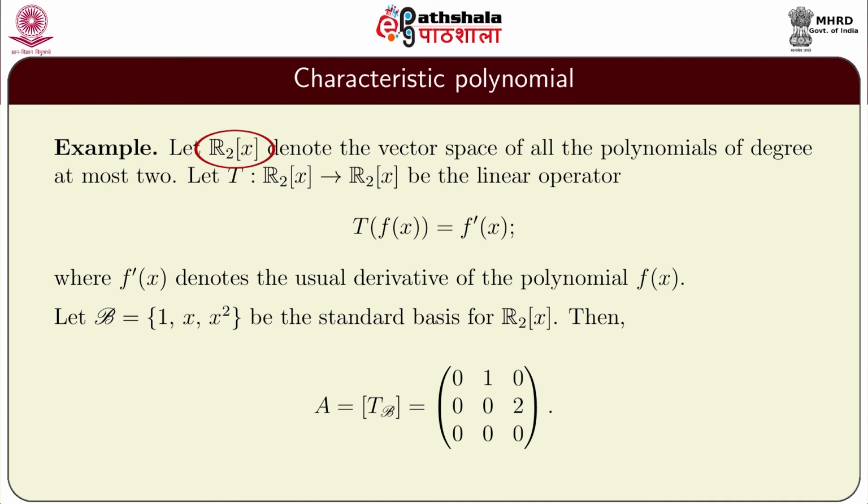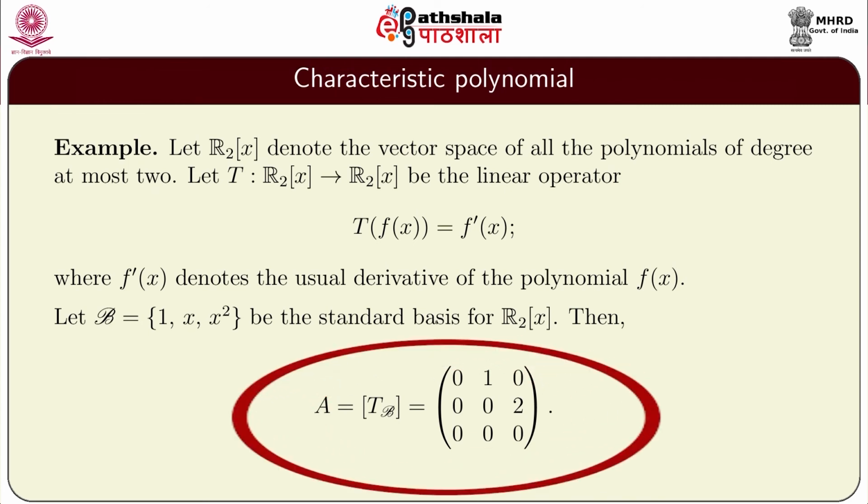Let R2[x] denote the vector space of all polynomials of degree at most 2 with real coefficients. Consider the linear operator T, which is defined as T of f(x) is equal to f dash (x), where f dash (x) denotes the usual derivative of the polynomial f(x). So, this is the usual differential operator. Look at the standard basis B consisting of the vectors 1, x and x square. Then the matrix representation of the operator T with respect to this choice of basis is this 3 cross 3 matrix with first row 0 1 0, second row 0 0 2 and the third row 0 0 0.